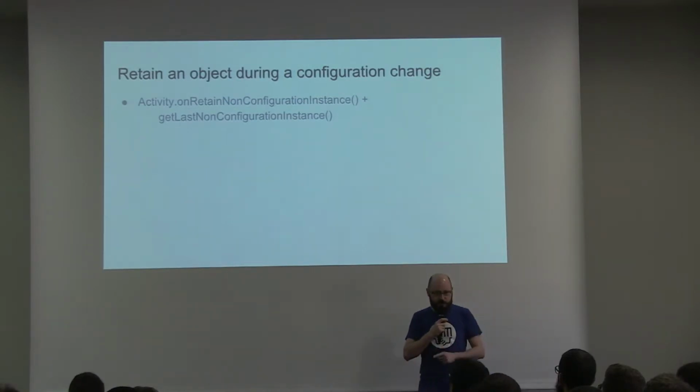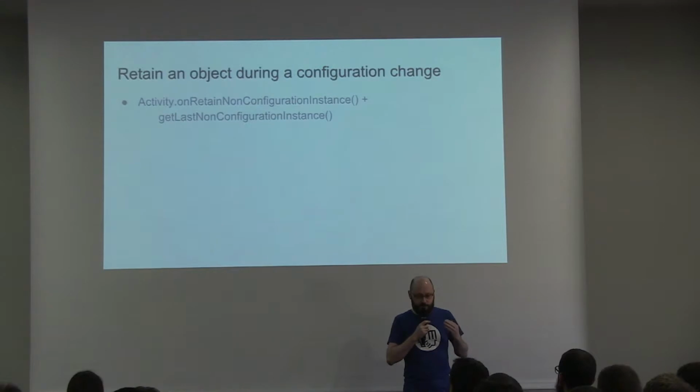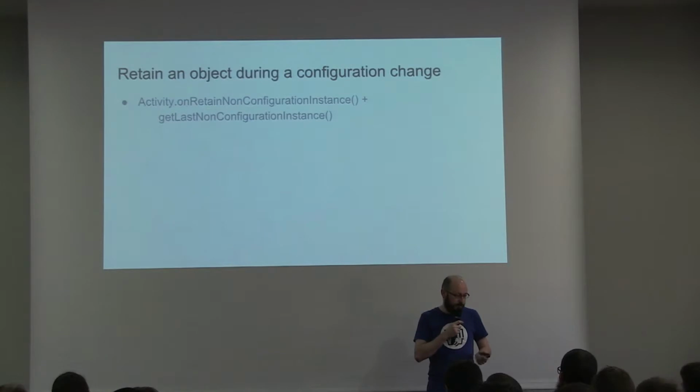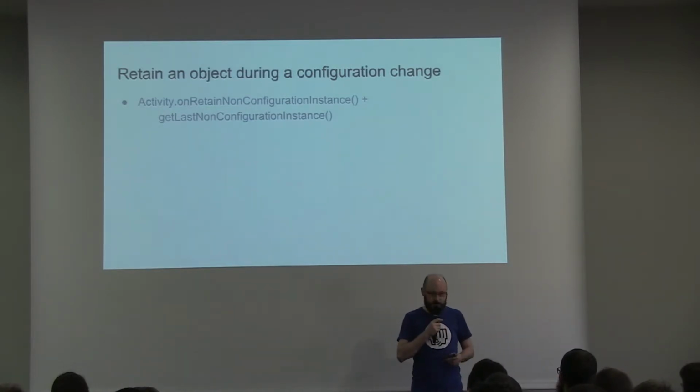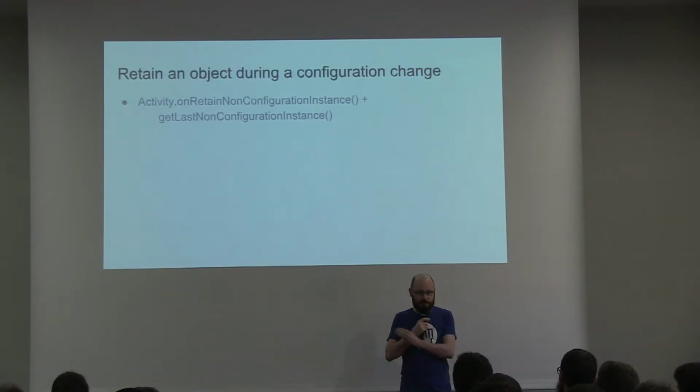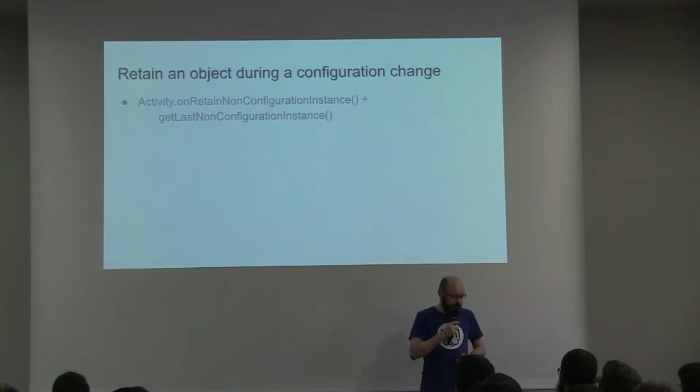This one gets called by the system when the activity is about to be destroyed. You can just return any object where you save the state that is important to your activity. And when the new activity is created, you can call getLastNonConfigurationInstance basically anytime. You would usually do it in onCreate, I guess. And you will get that object. So the framework is holding on to that object for you and hands it back to you when the activity is recreated, which is cool.